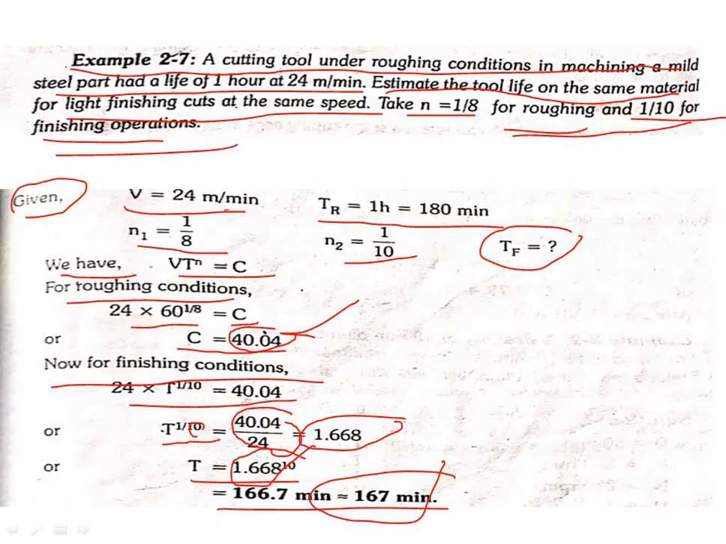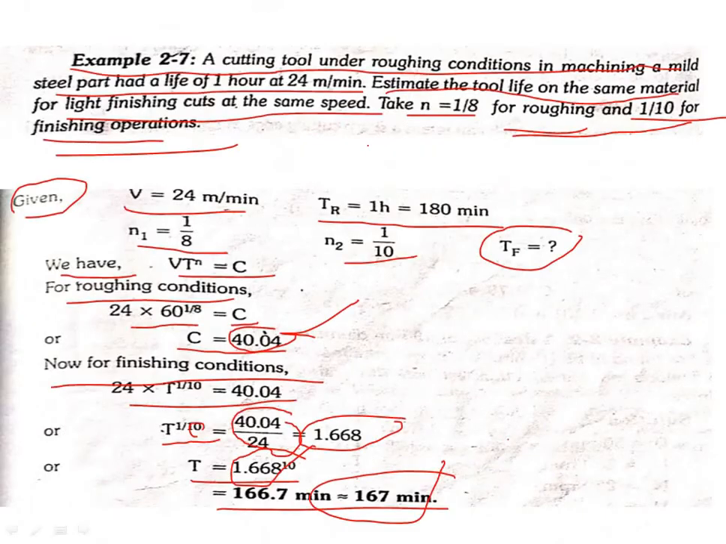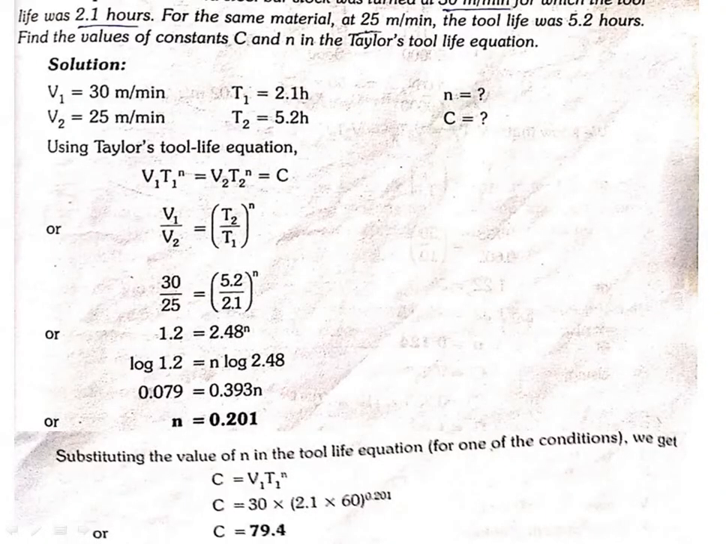Next problem. For this also the same things you are going to find here. Here, find the values of constant C and n in Taylor's tool life equation. This you are going to find here.